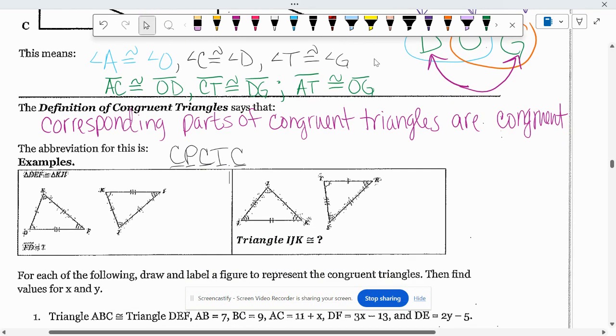What? CPCTC. That just sounds Okay. Oh, I got it.